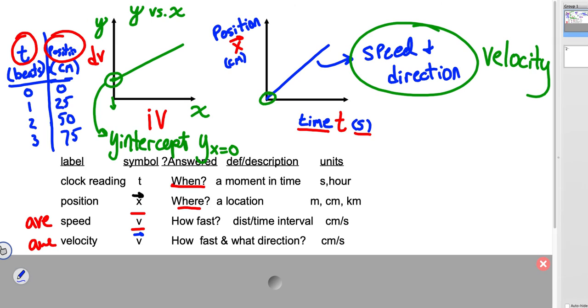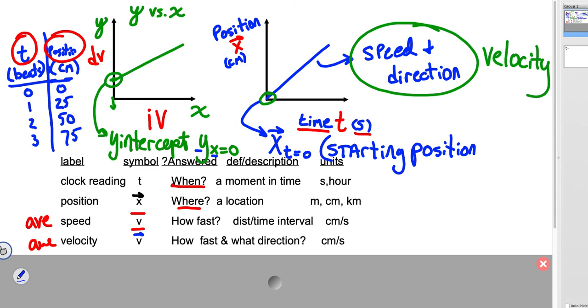So how do we make that specific to our position versus time graph? Well, if it's the y value when the x value is 0, this y-intercept, the y value would represent a position when the x value is 0. So the position when the clock reading or time equals 0. In other words, the position at time 0 would be the starting position, when you're looking at a position versus time graph.